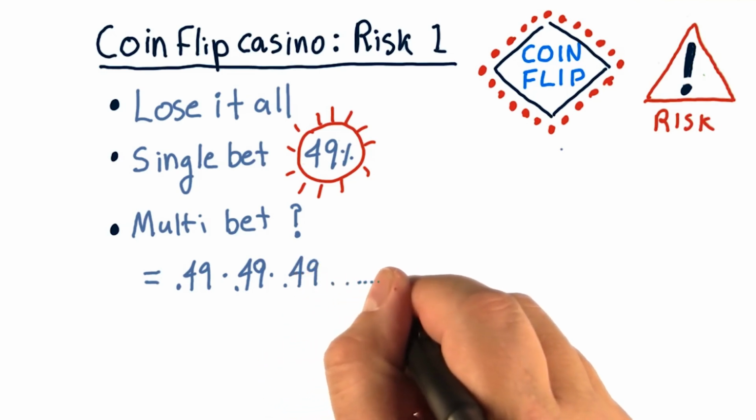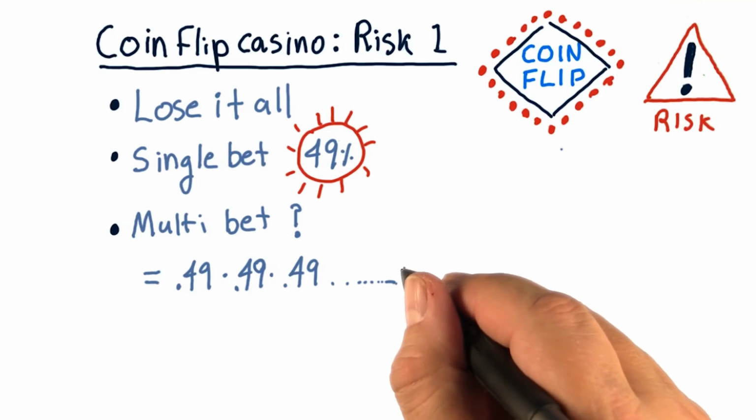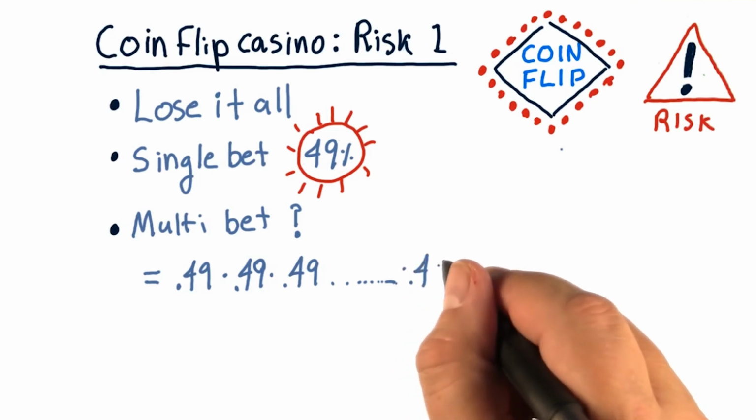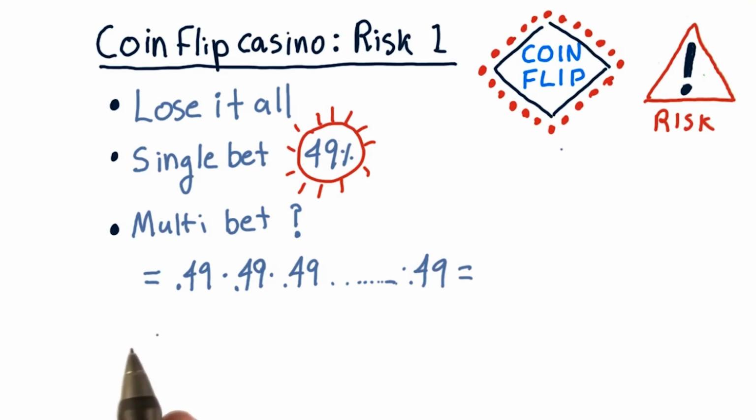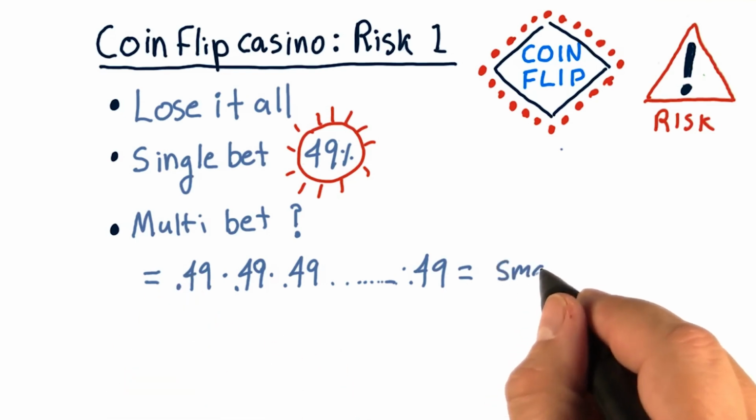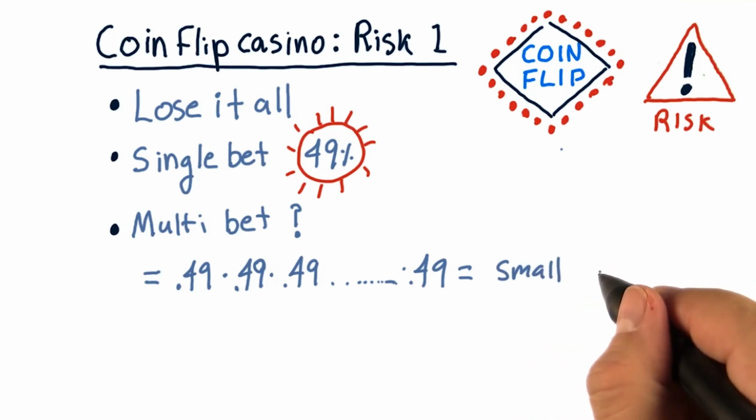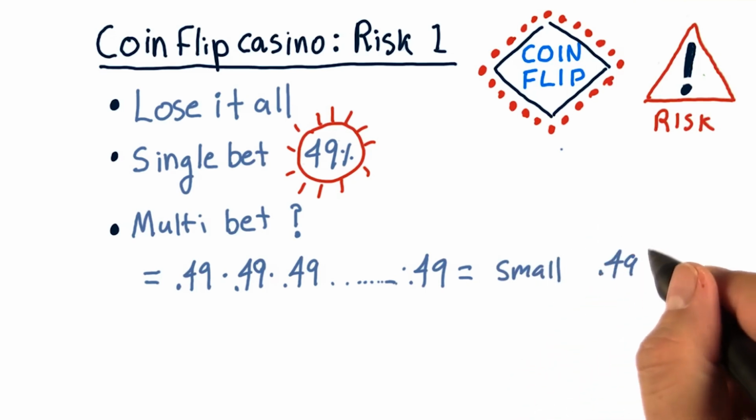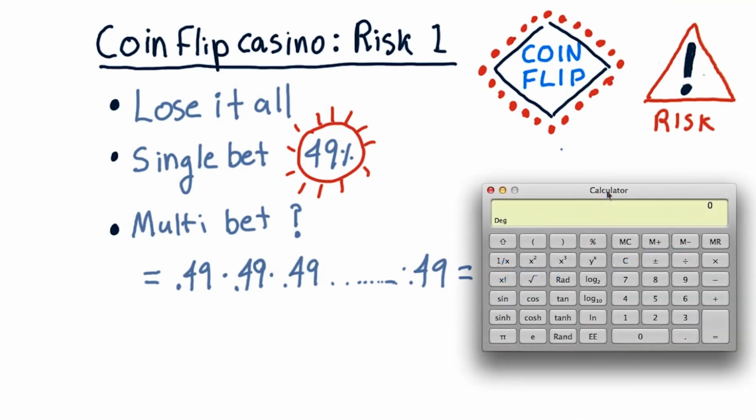And as you can see, we do this for all of the 1,000 tables and multiply those probabilities all together. And that's the probability we would lose everything in that multi-bet scenario. That is a very, very small number. It's 0.49 to the 1,000th power. How small is it? Let's try and calculate it on a calculator. So it's 0.49 raised to the 1,000th power. Let's see how small that is. It's so small, it's not even a number. That's how small it is.